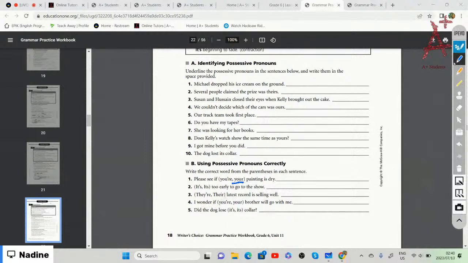It's too early to go to the show, right? In this case, as much as we need to identify the possessive pronouns, it's supposed to be "it is" too early to go to the show, right? So it's, apostrophe, is.